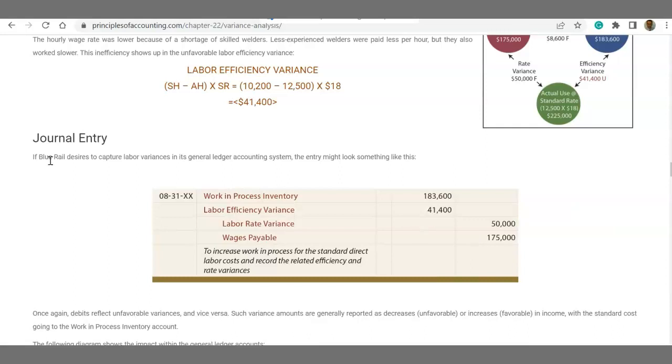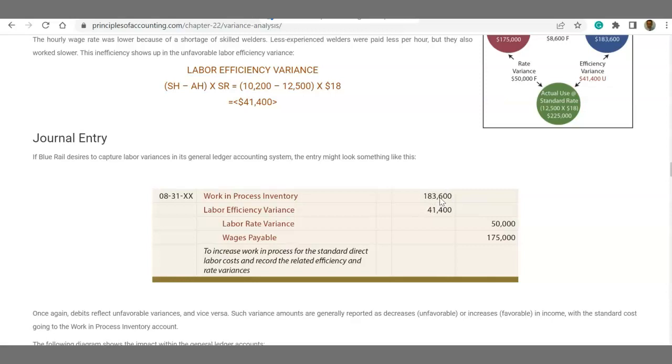So it says the company desires to capture labor variances in its general ledger accounting system. The entry might look something like this. Work in process inventory will be debited for the labor at standard cost. We always debit work in process for the direct labor at the standard cost.